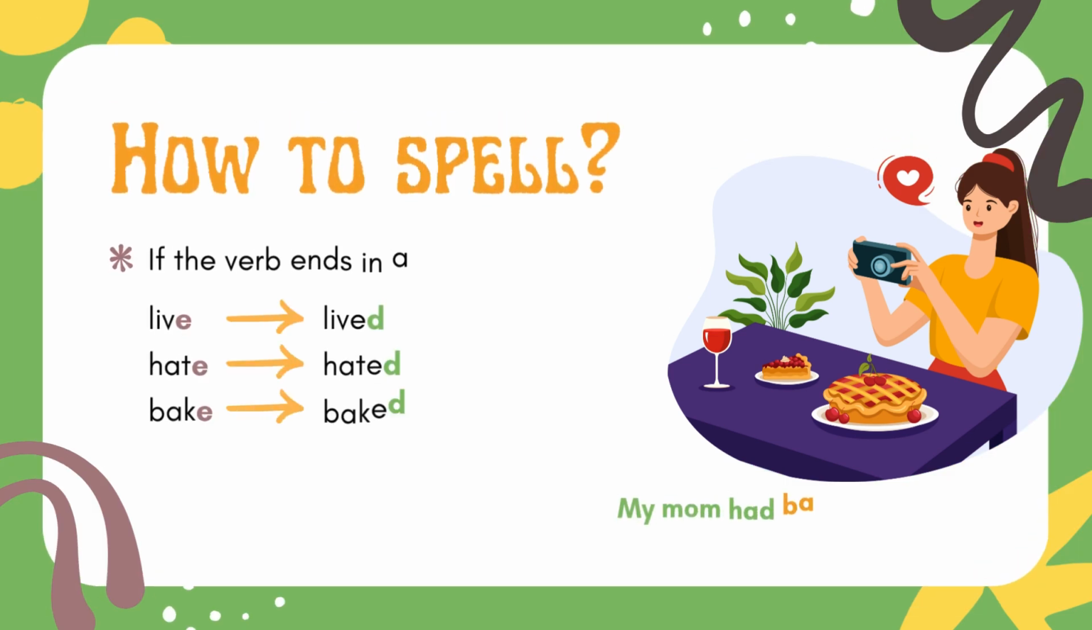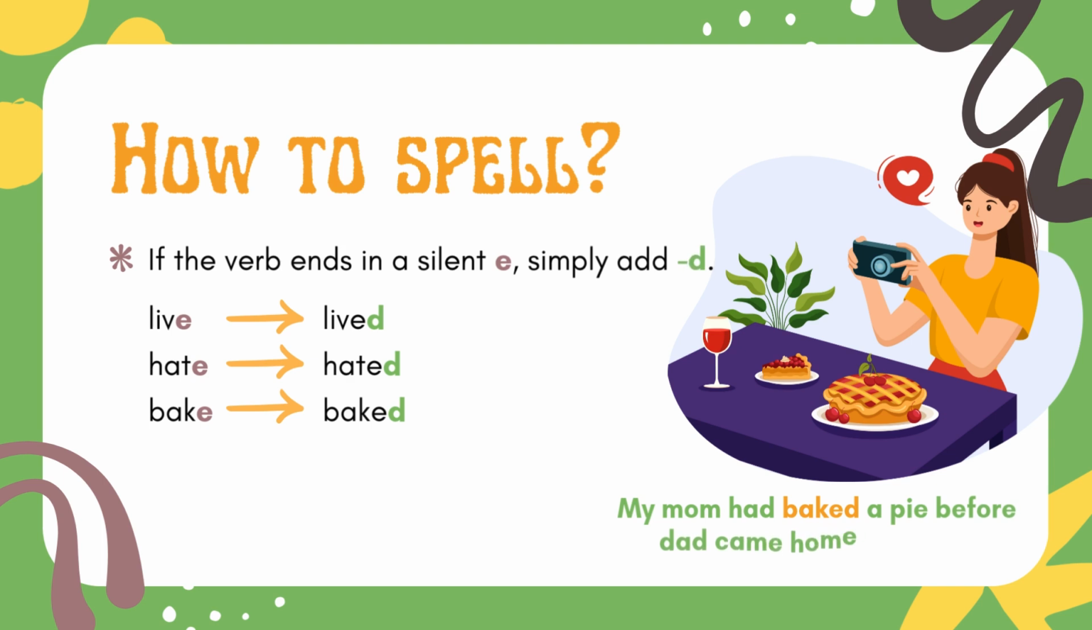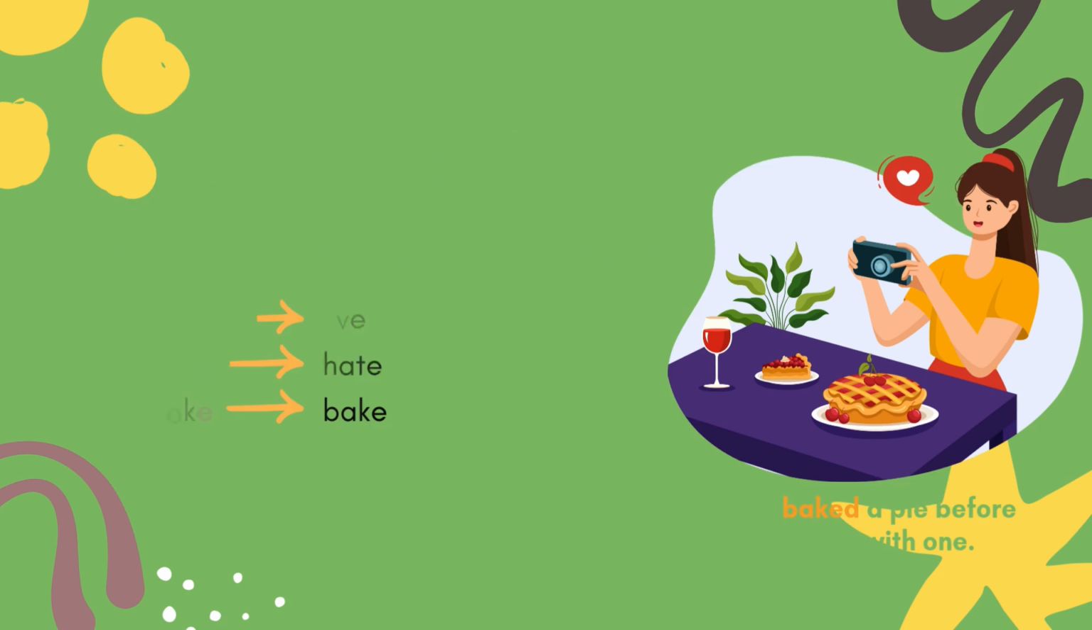If the verb ends with a silent E, simply add D. For example, live, lived, hate, hated, bake, baked. My mum had baked a pie before Dad came home with one.